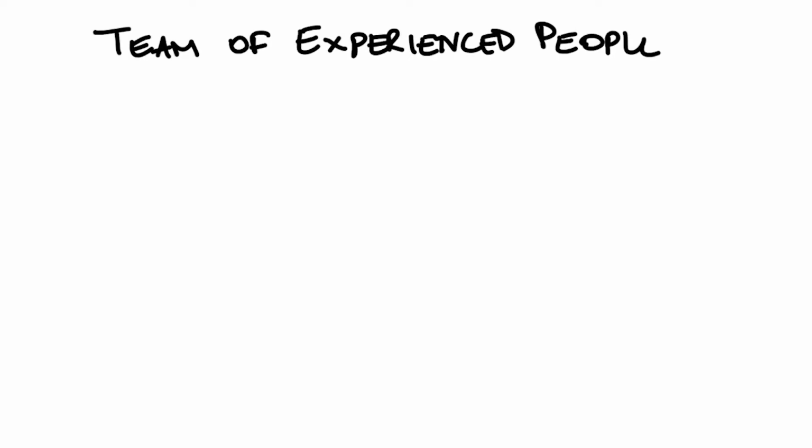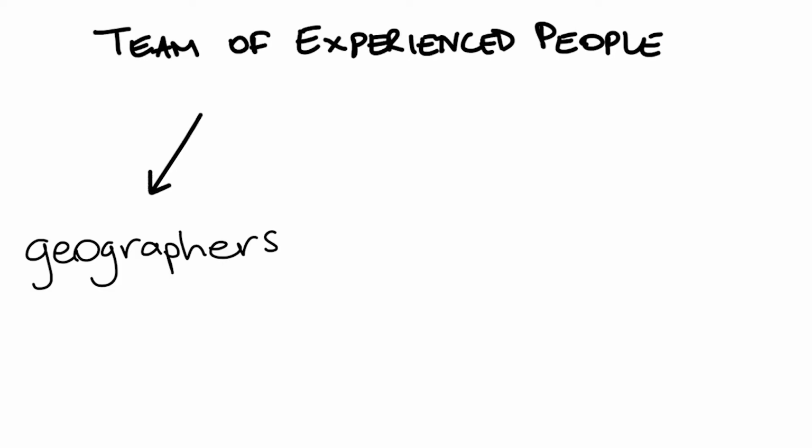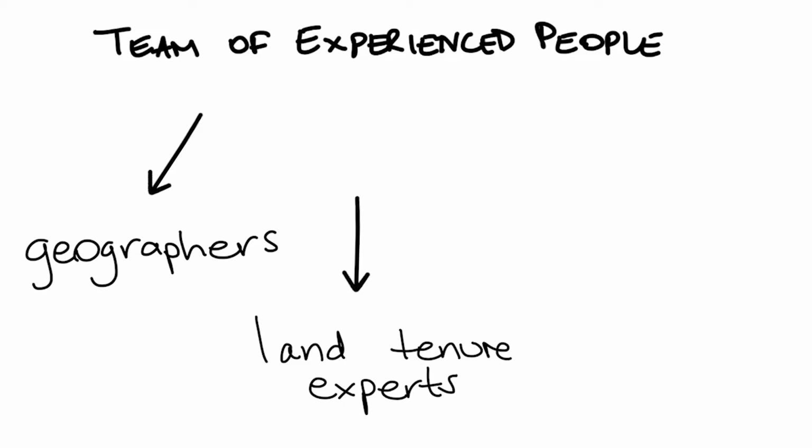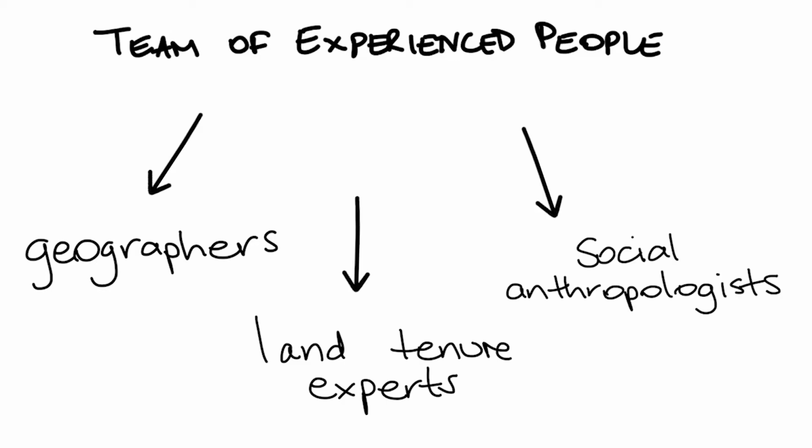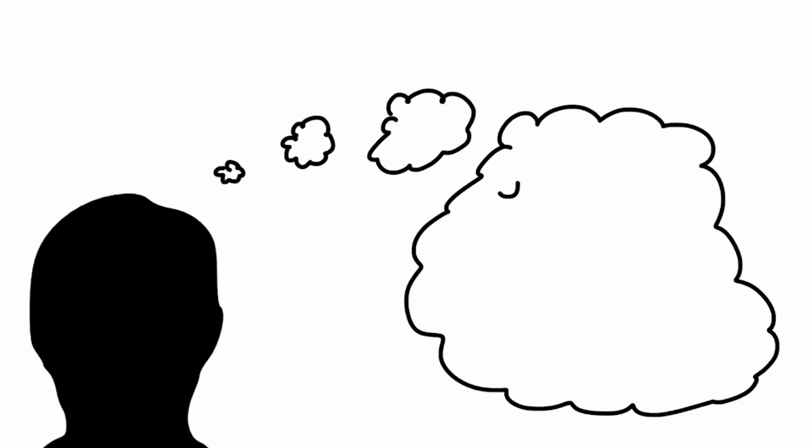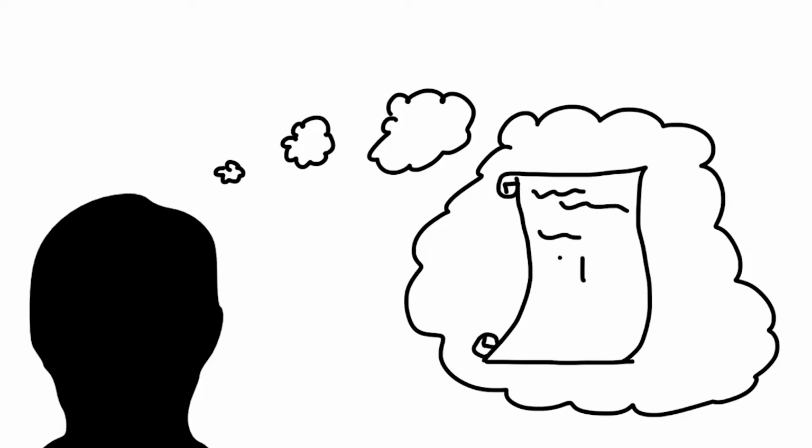To make these maps, a team of experienced people is needed, including geographers, land tenure experts, and social anthropologists. Both the company and Indigenous community need to share the maps so that future negotiations are clear. Participatory map making helps the communities have control of how their knowledge of the land is put down on paper.